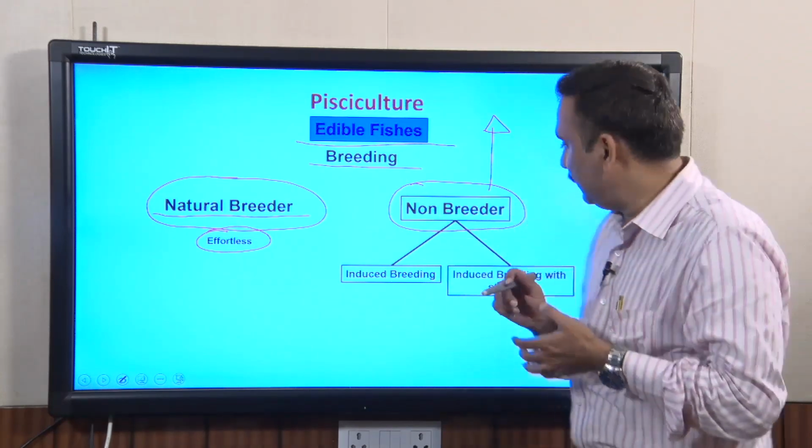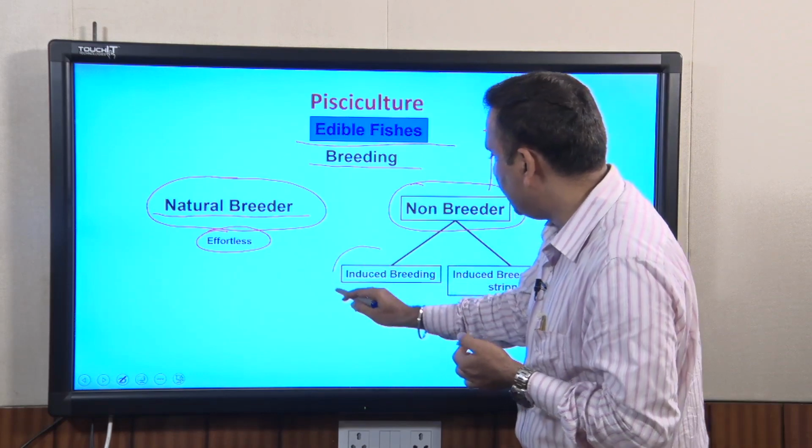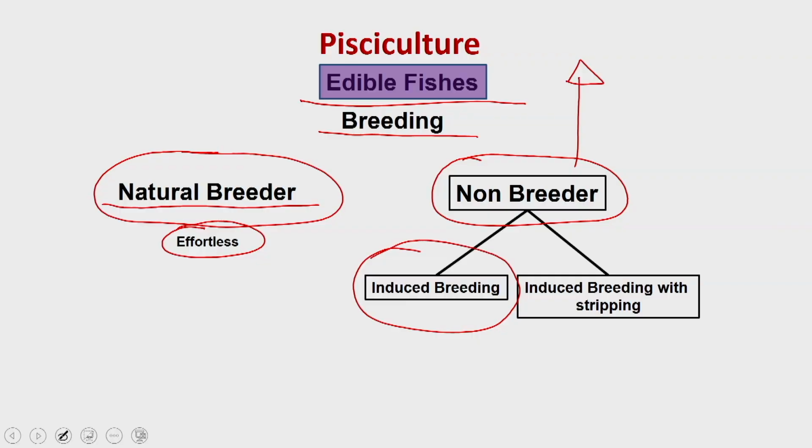So, in this category you can do induced breeding with the help of hormones, or you can do induced breeding with stripping. What I mean by induced breeding is that you induce the breeding with the help of chemical agents, whereas in stripping the procedure is completely different.